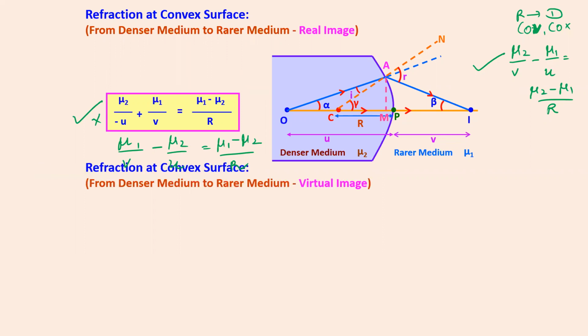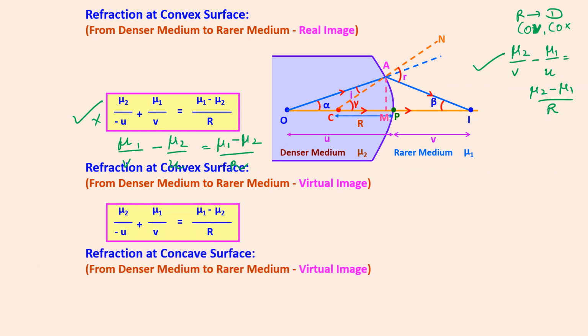Even for a virtual image, that is, at the same side, if you get that, then also this is your formula. Virtual image, if you're denser to rarer, the same formula. You can see that this is the normal formula now for all the denser to rarer media. Refraction for the concave also, for virtual. Concave may only virtual, okay? You don't have only real image for concave.